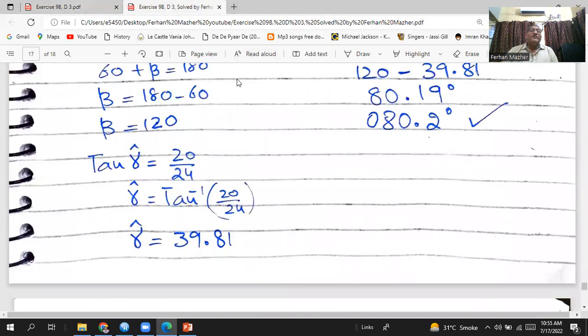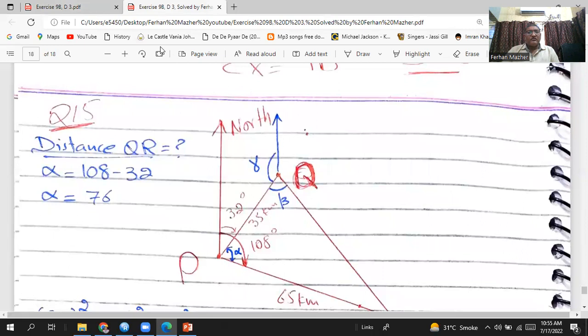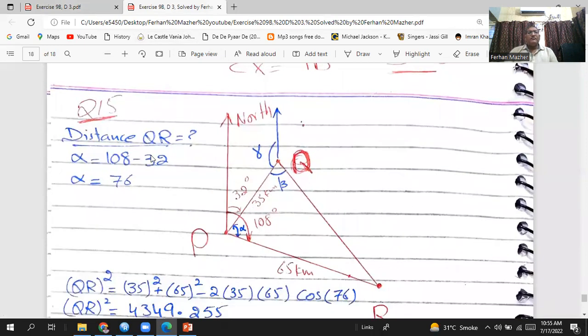First of all, I will try to draw the diagram. This is exercise 9B from the D3 book, question number 15. So here we go. We have a point Q, which is at a bearing of 32 at a distance of 35 kilometers from P. And then we have a point R, which is 65 kilometers on a bearing of 108 from P. Very easily I can find this angle, which will be 108 minus 32, and I can find this gamma very easily.